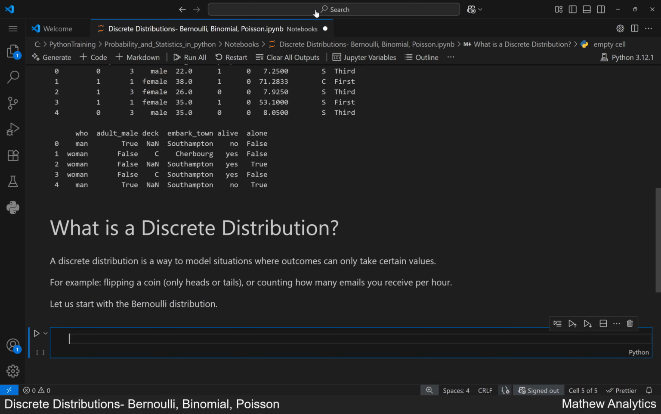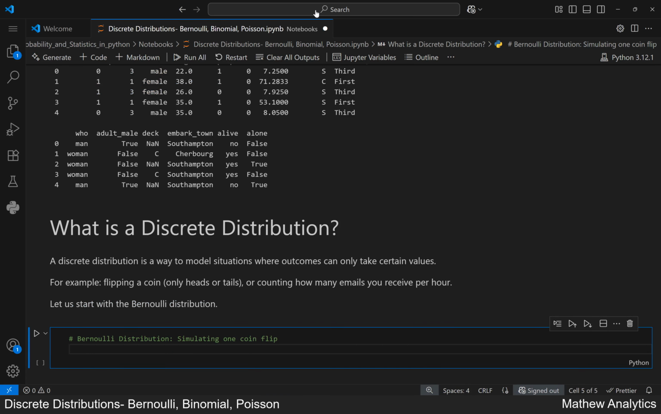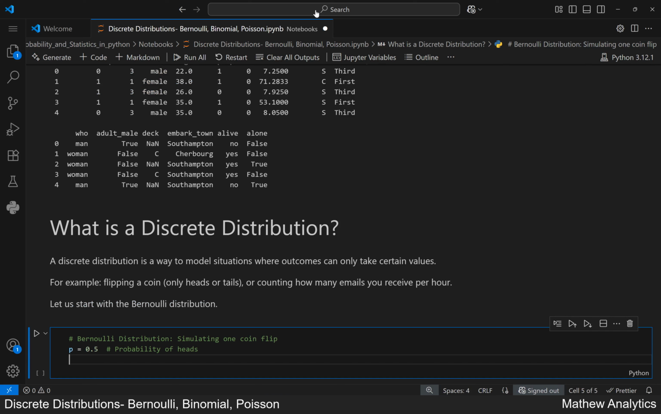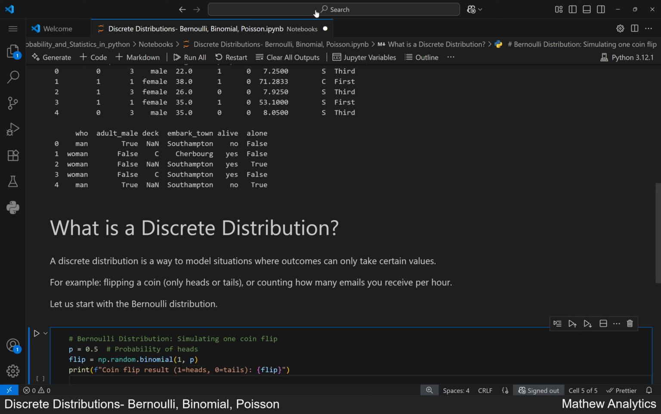A Bernoulli distribution models a single event that is either a success or a failure. Here, the chance of heads is 50%. Let us call this P. We use NumPy to simulate just one flip. The result shows if it was heads or tails, as 1 or 0.